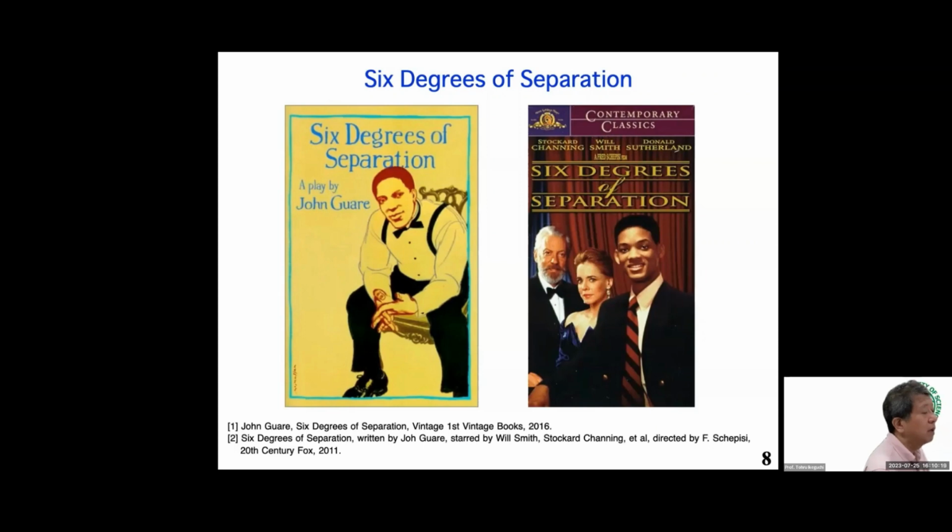Of course, there is some criticism of the Travers-Milgram experiment. For example, the number of letters actually delivered from the starting persons to the target person may be very small. In the experiment, the number of letters received from 296 starting persons was 64.